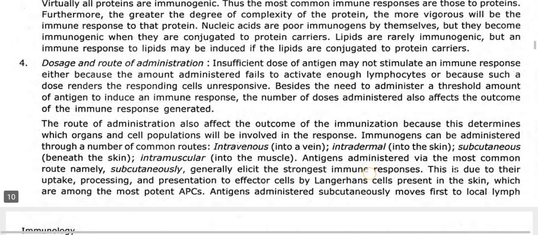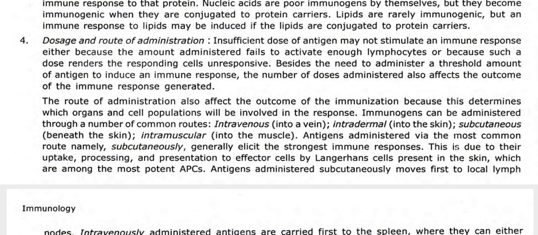Insufficient dosage of antigen may not stimulate an immune response, either because the amount administered fails to activate enough lymphocytes or because such a dose renders the responding cells unresponsive. Besides the need to administer a threshold amount of antigen to induce an immune response, the number of doses administered also affects the outcome of the immune response generated.